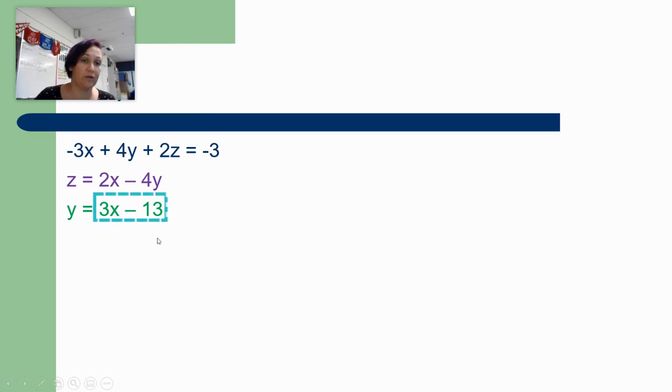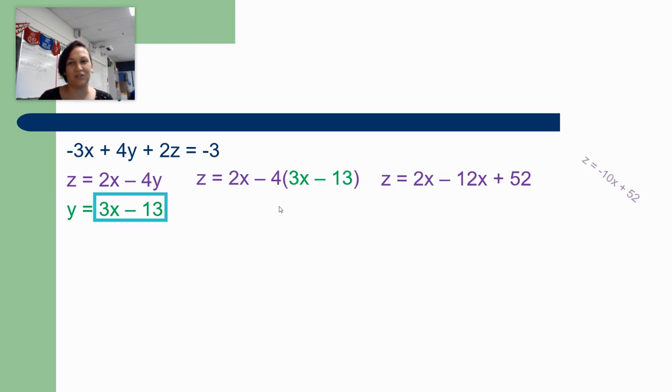I'm going to take my green equation, and I'm going to substitute it into my purple equation, where the letter y is. So I've replaced the letter y with 3x minus 13. And I'm going to go ahead and simplify this right now because it's a little bit too much math there for me. So I'm going to distribute my -4, and I'm going to combine like terms. And what I now have is a new equation for z that only has the letter x in it. It no longer has an x and a y.